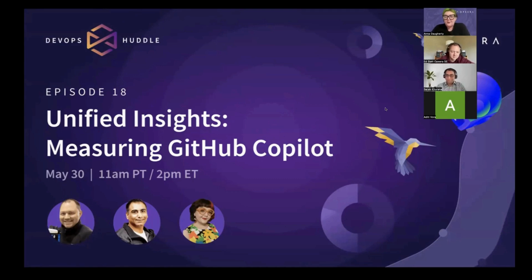So, hello, welcome to episode 18 of the DevOps Huddle. And this is a special 3-part series, the first being measuring GitHub Copilot. And we're going to go into what the other 2 parts will be in a bit, but so thankful that you could join us for our Unified Insights series.